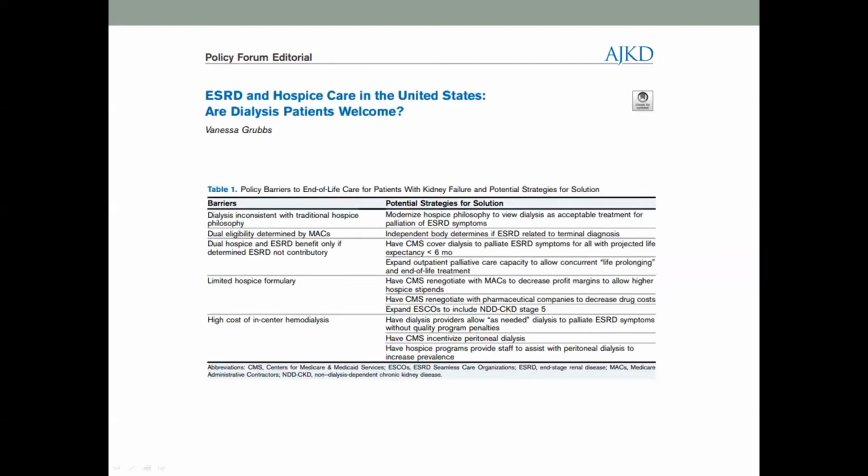And each region in the United States has their own Medicare administrative contractors, and in our region, and I think across the United States as well, there's this fear around regulators and what's going to happen. So oftentimes hospice organizations are trying to protect themselves financially just by not accepting these patients.